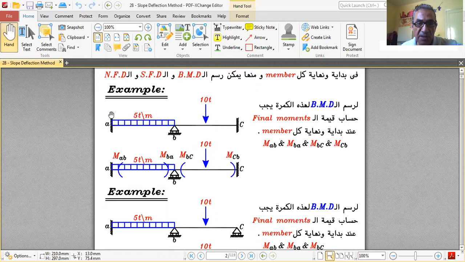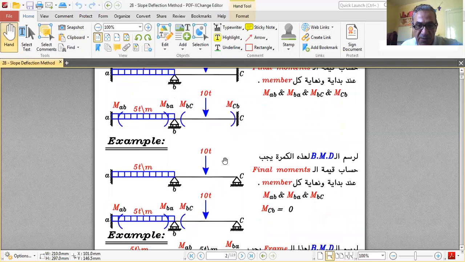So we want to calculate MAB and MBA, MBC and MCB. So MAB, MBA, MBC, MCB. So they might be like this or like this, or like this. This one will be like this or like this.